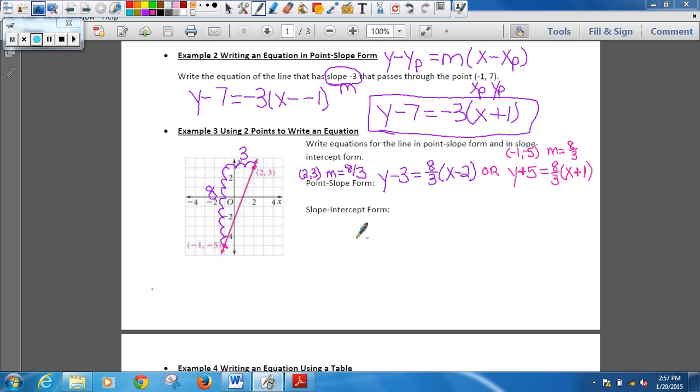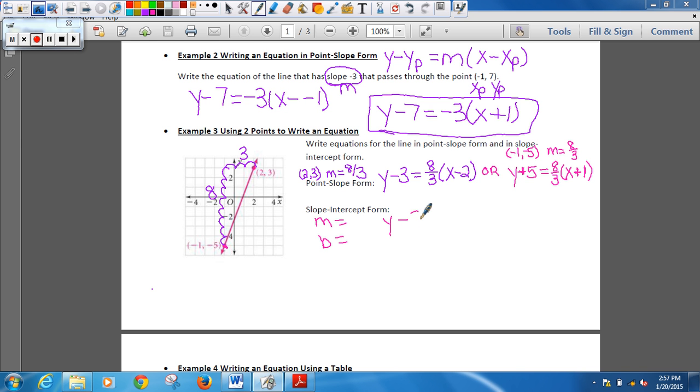Slope-intercept form, then, I need to find my m and I need to find the b. Well, we don't have to do that in this case because we could pick either one of these and rewrite it, which would be the faster method. So that's what I'm going to do. I'm going to pick this first one and I'm just going to rewrite it.